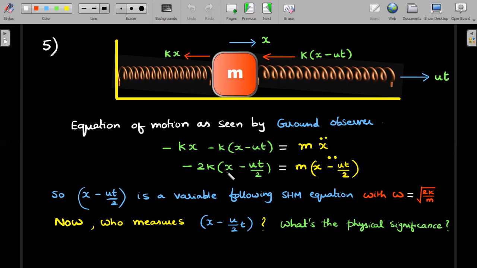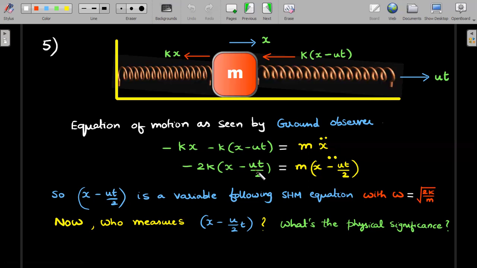Because this is x minus ut by 2, I would have preferred having the same variable here with a double dot. And to my surprise, I can clearly see that if I forcibly write this as x minus ut and take a double dot, meaning double differentiation, it is still the same as x, because this is a linear term. Any linear term's double differential is zero. So I can wishfully write any linear term here. So I prefer to write whatever is here.